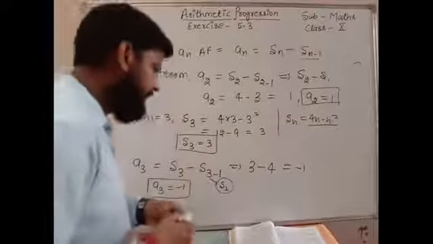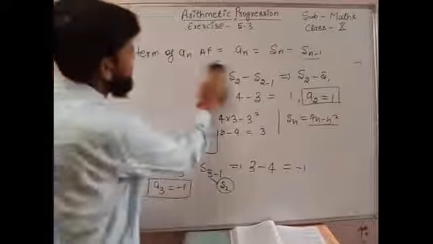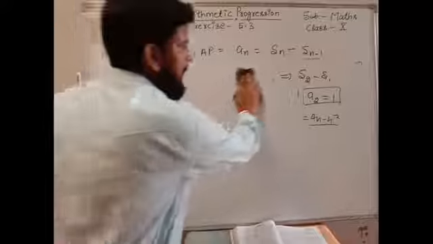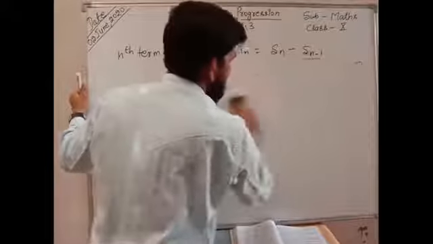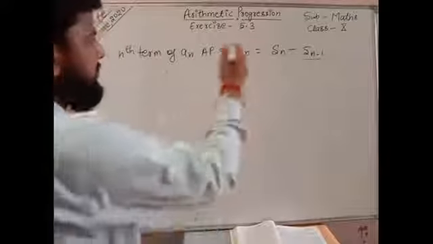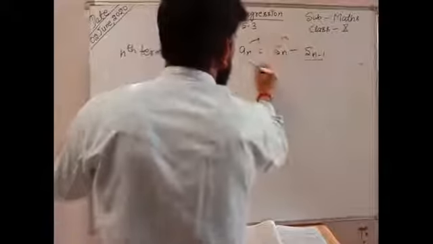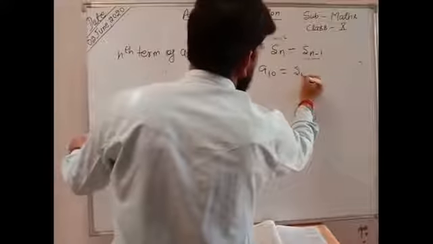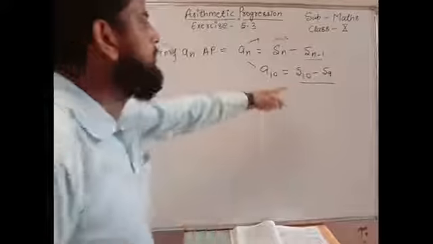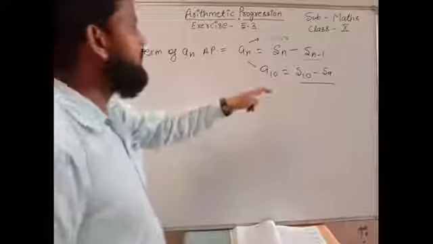So we got A3 is equal to minus 1. Okay. Now we will calculate the 10th term. For calculating the 10th term, we need S10 and S9. Why? See, if I calculate A10, the formula becomes A10 is equal to S10 minus S10 minus 1, that is S9. So first we will calculate S10 and S9. Then we can easily calculate A10.